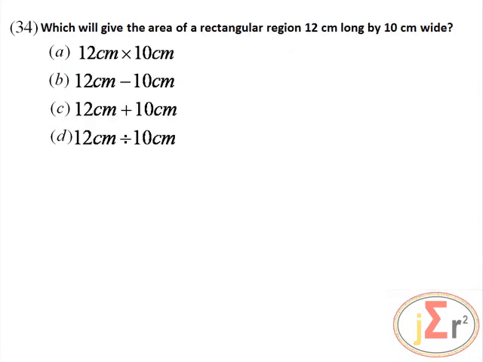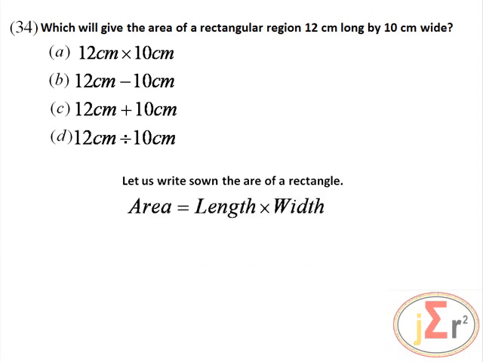Which will give the area of the rectangular region 12 centimeters long by 10 centimeters wide. So how do we find the area of a rectangle? Let us write down the area of the rectangle. The area of a rectangle is given by length multiplied by width.